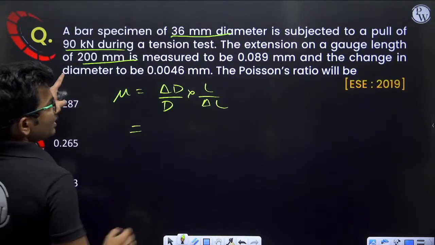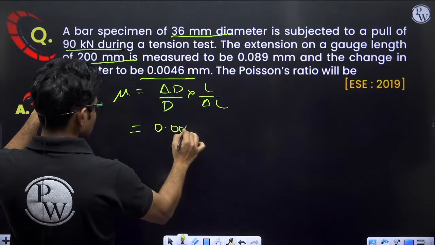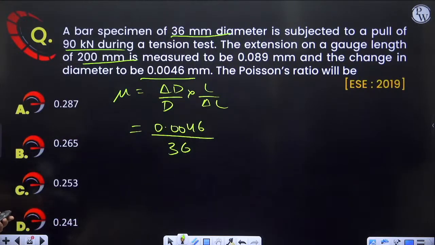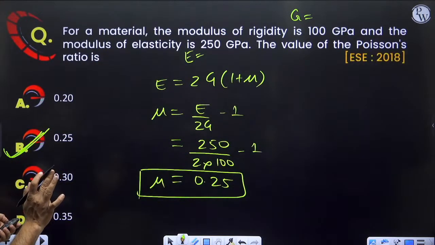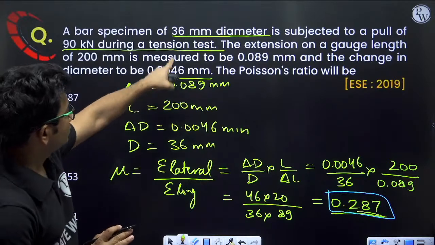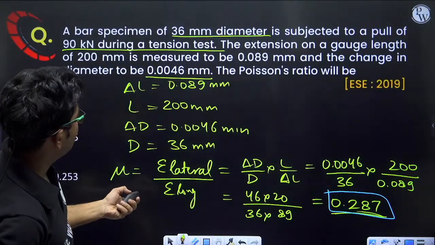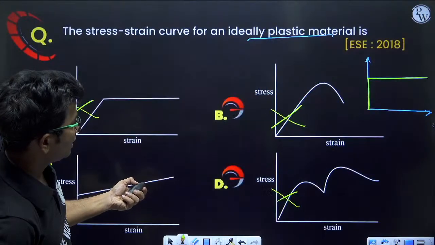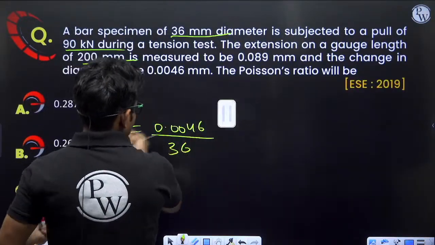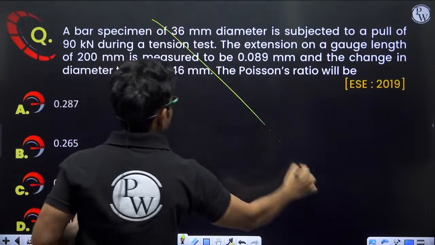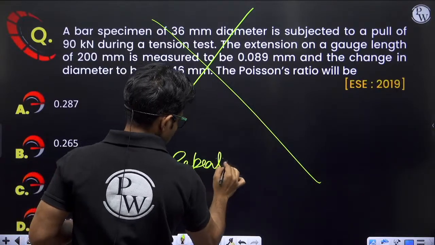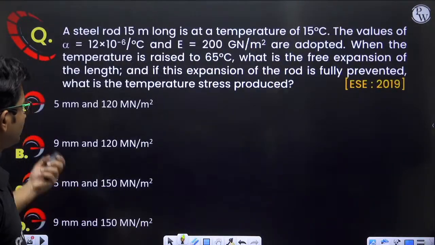What is the value of delta D? Change in diameter 0.0046, divided by original diameter, 36 mm. I think in 2019 this question is exactly repeated with the same values. We have seen this question. The answer is 0.287. ESE 2019. This question is repeated, so it has come two times. Okay, no problem. Let's move on to the next question.